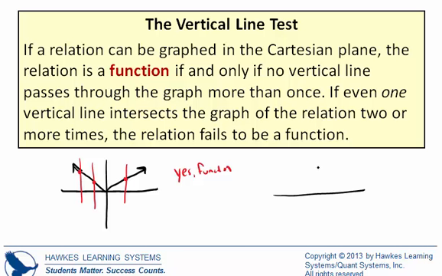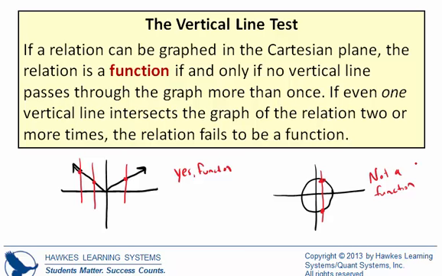If, on the other hand, we had the graph of, say, a circle, and I wanted to do the vertical line test, and I drew my line here, that line crosses the graph in 2 places. That means that it is not a function.